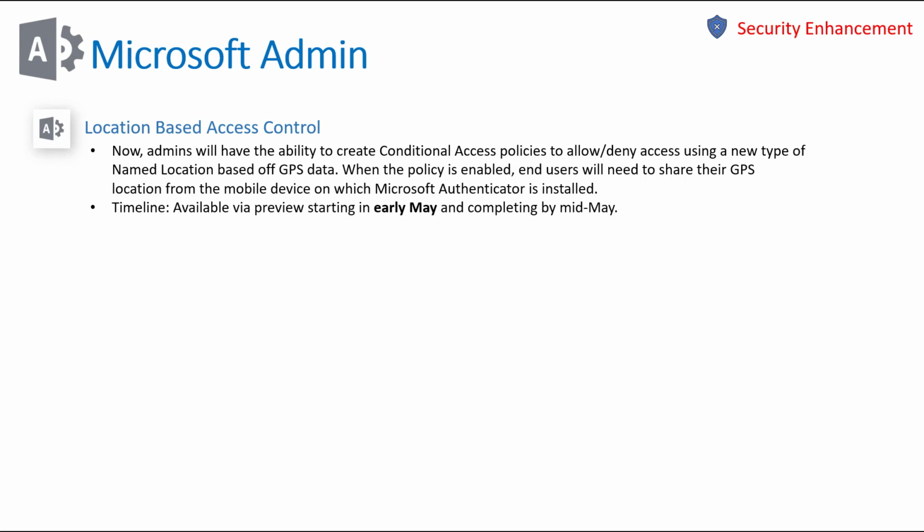Well, now they're extending this into the GPS location data for users who have the Microsoft Authenticator app installed on their mobile device. You could use that as the named location as well, and that you can apply into your conditional access policies. So that'll start in early May in the sense of a preview and complete into mid-May for that preview, maybe into announcing a GA experience.